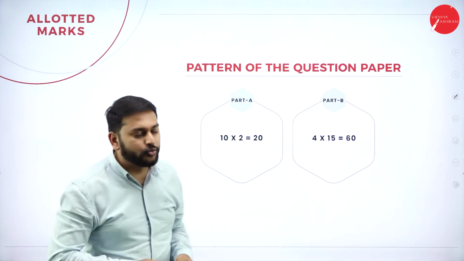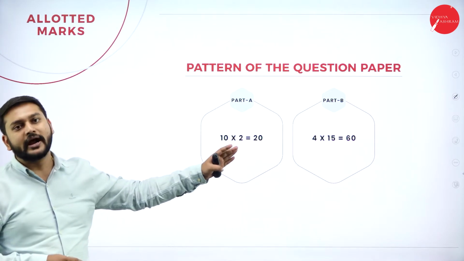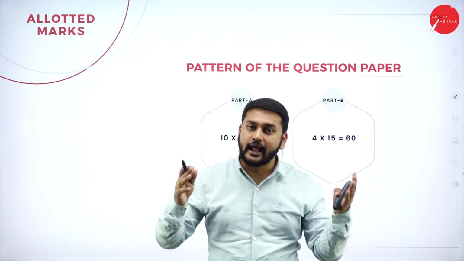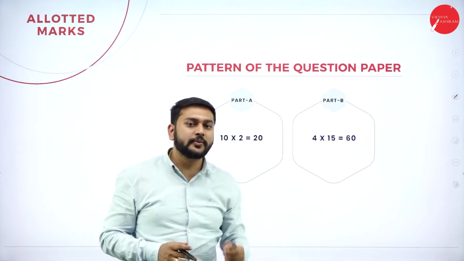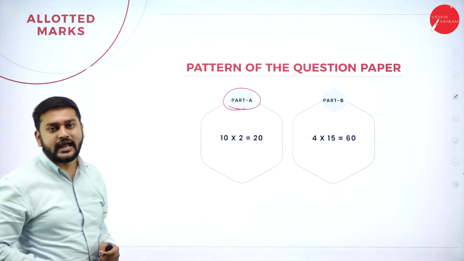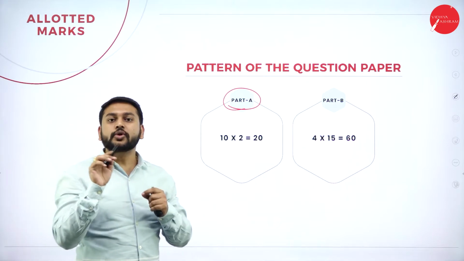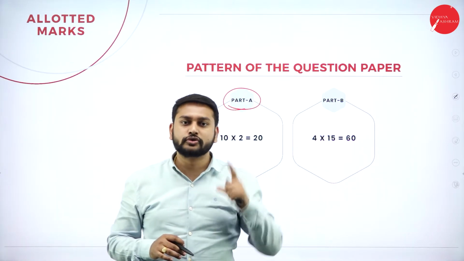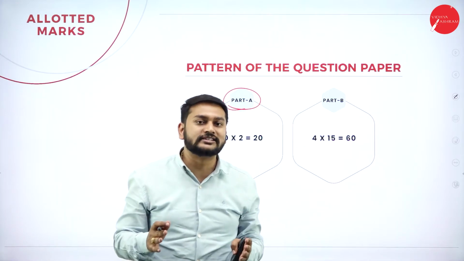Let me get into the pattern very quickly. You will have two parts in your paper. Yes, we all know that, sir. The first part, I will call it part A. When it comes to part A, you need to understand that you will have 12 questions in the question paper. The question numbers run from 1 to 12.